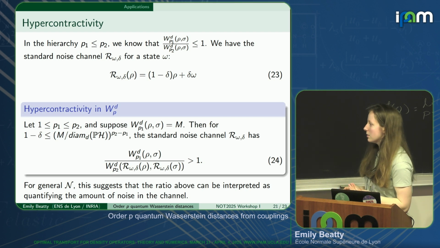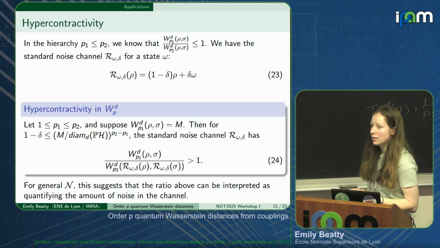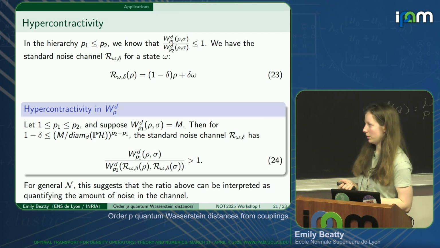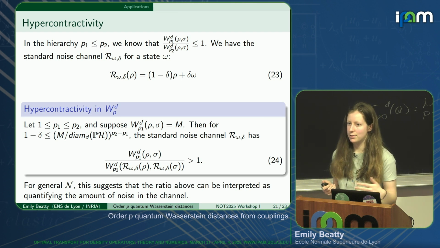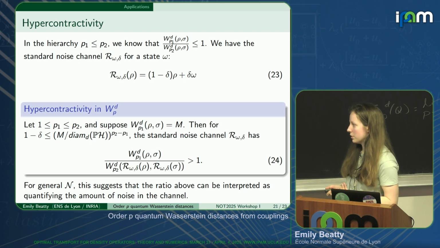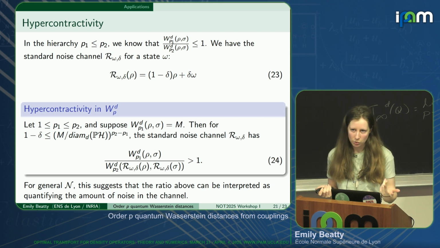And so what this means is, if we replace these noise channels with a general channel N, this ratio allows us to quantify the noise in the channel N. If this ratio is less than or equal to 1, it tells you that your channel N is generally not very noisy, and if it's greater than 1, your channel's noisy.